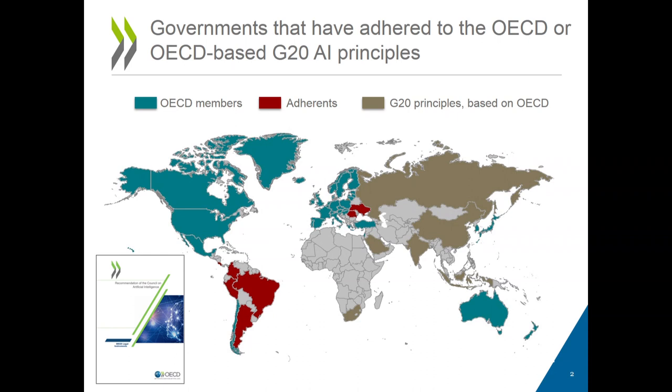This is important, because what you see in the map is probably more than 90% of AI development in the world.